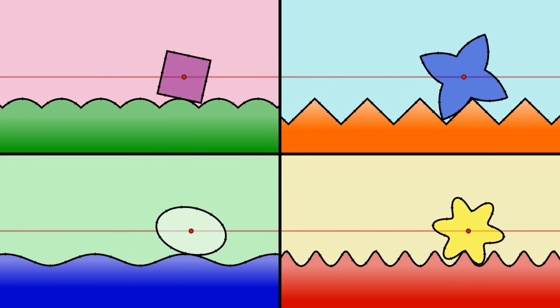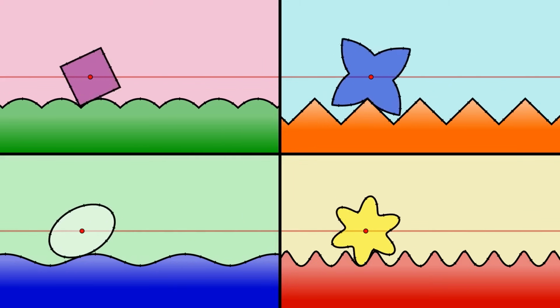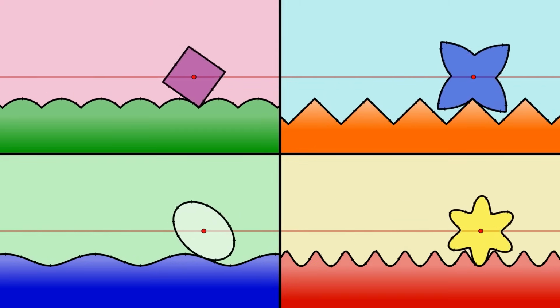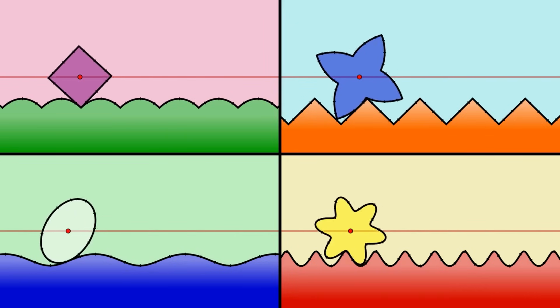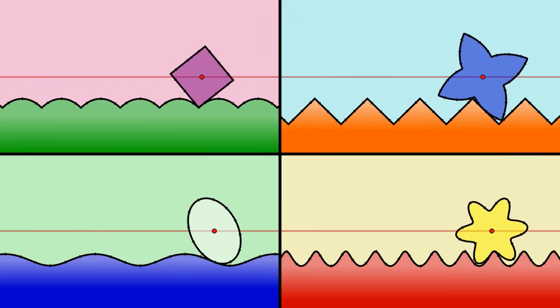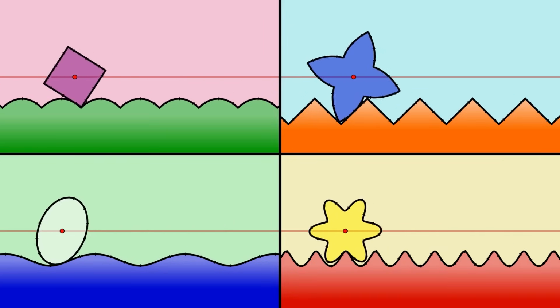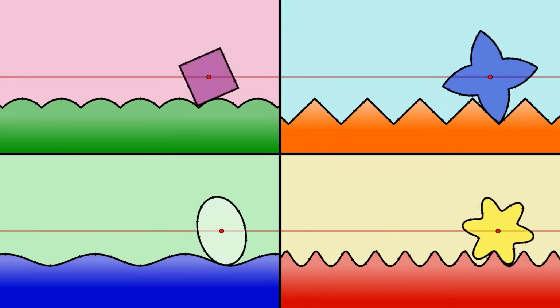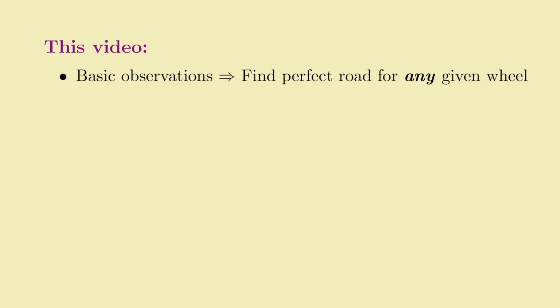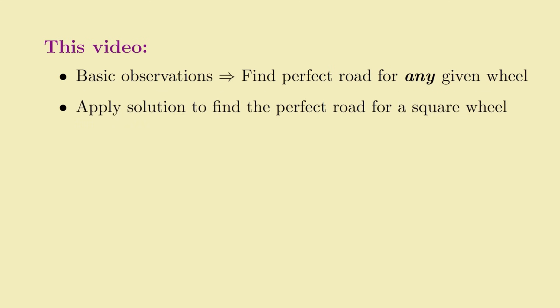Well, my plan is to explore and answer all of these questions and more in a series of videos, of which this is the first. And hopefully on a deep enough level that you'll be able to explore these questions more on your own once we're done. For this video, the plan is to solve the general problem of finding the perfect road for any given wheel to roll on using a couple of basic observations about the nature of rolling. We'll then apply the solution to determine the perfect road for a square wheel.